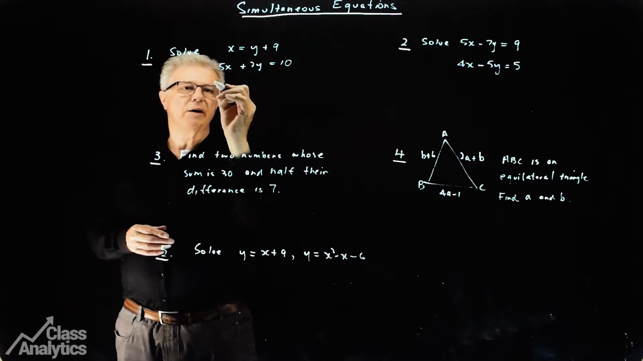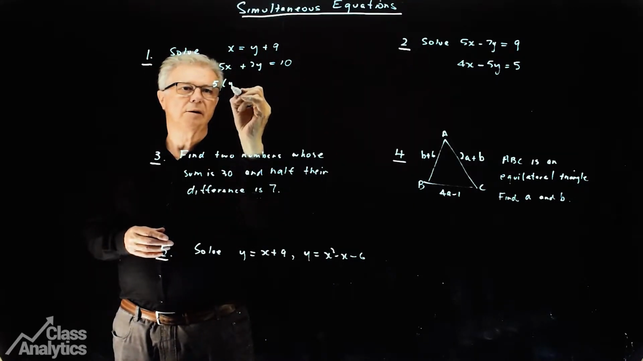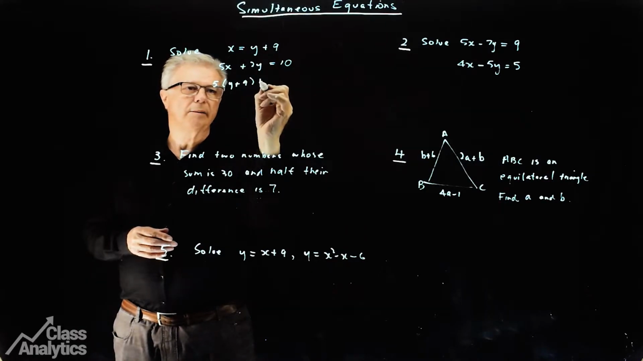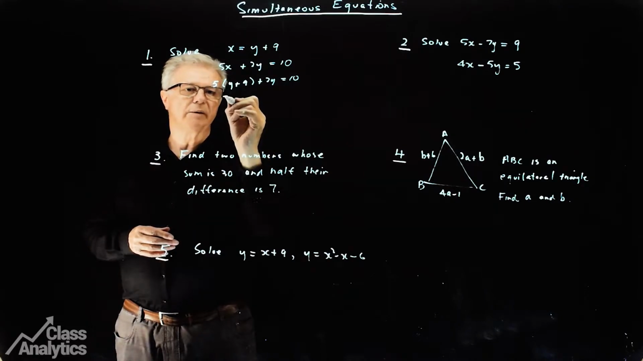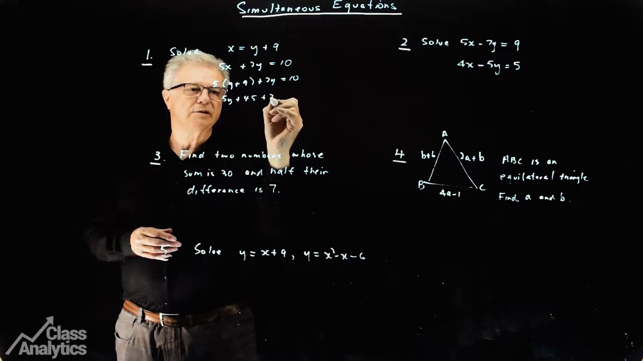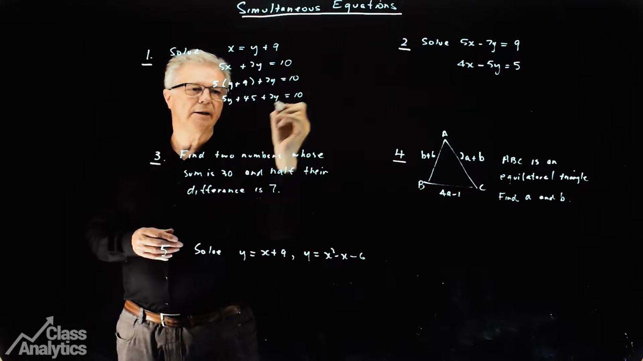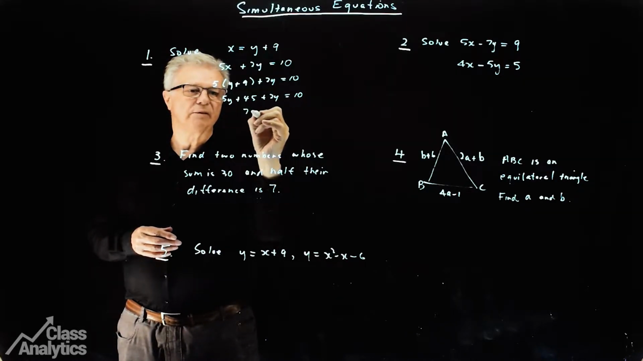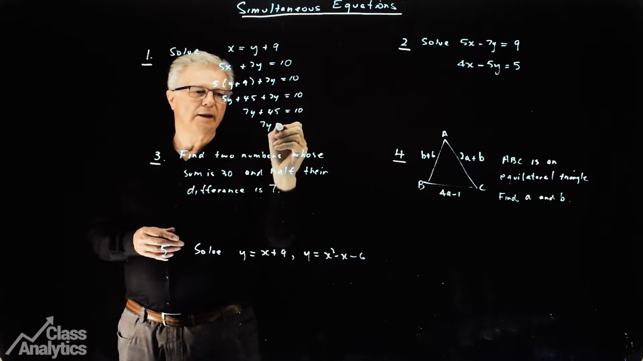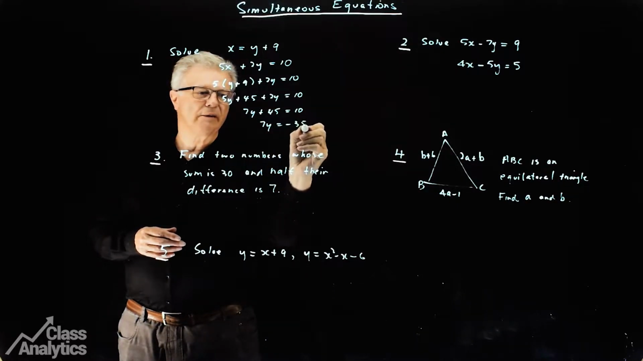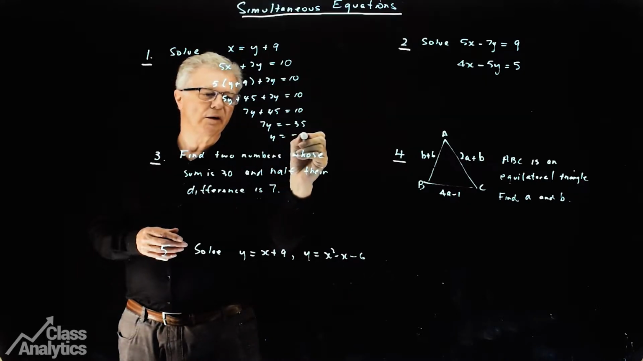So that becomes 5 bracket y plus 9 plus 2y equals 10. Removing the brackets, we get 5y plus 45 plus 2y equals 10. Now this becomes 7y plus 45 equals 10. So 7y equals minus 35, subtracting the 45 from the 10. So y equals minus 5.